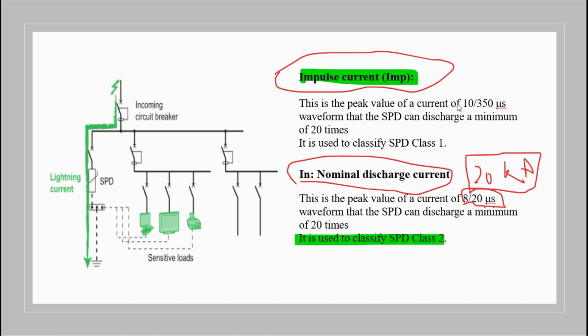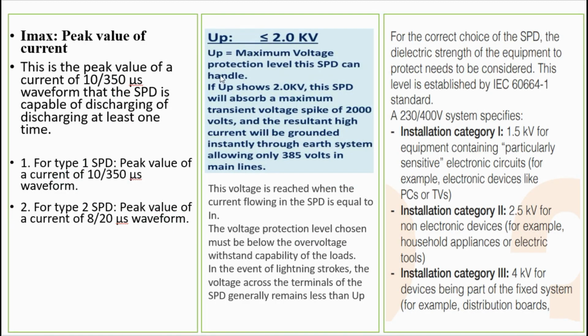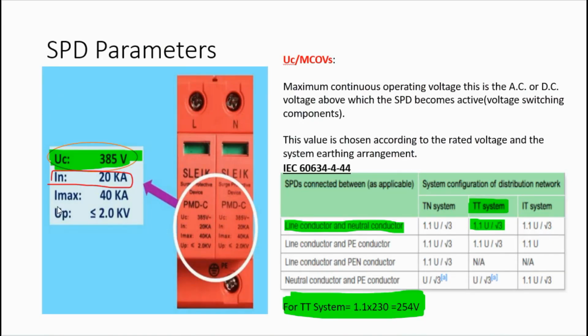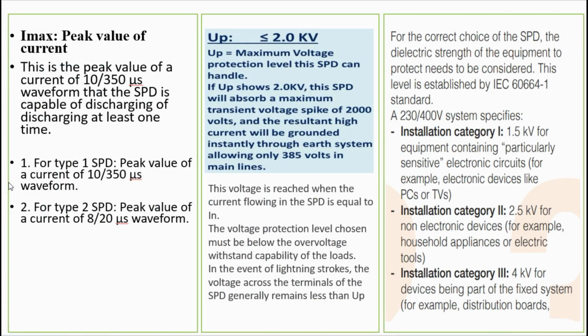So what is the impulse current? If it is mentioned as 40 kiloamps, what does it mean? That at this 40 kiloamp amplitude, the current waveform of 10/350 µs, the SPD should discharge it 20 times during its life cycle. Now, what is the Imax? Here it mentions 40 kiloamps. So Imax is the maximum current that an SPD can dissipate at least one time during its life cycle.